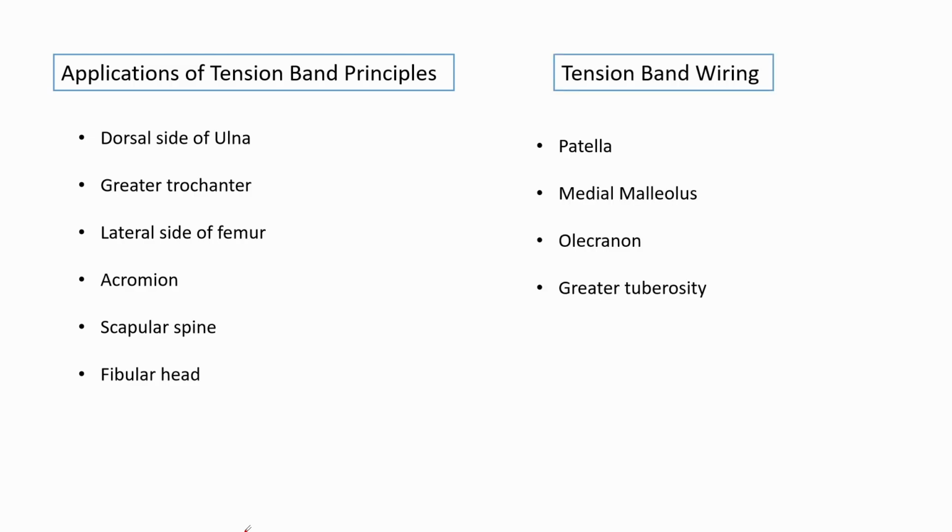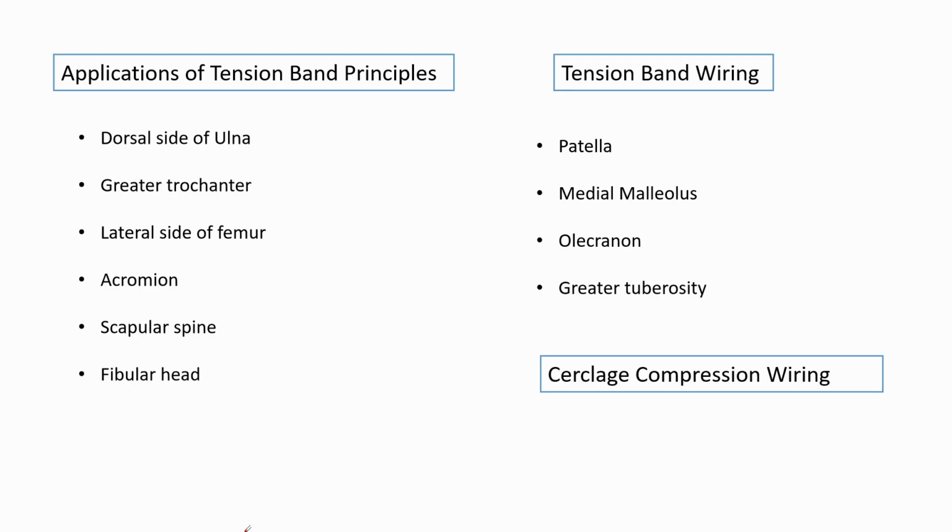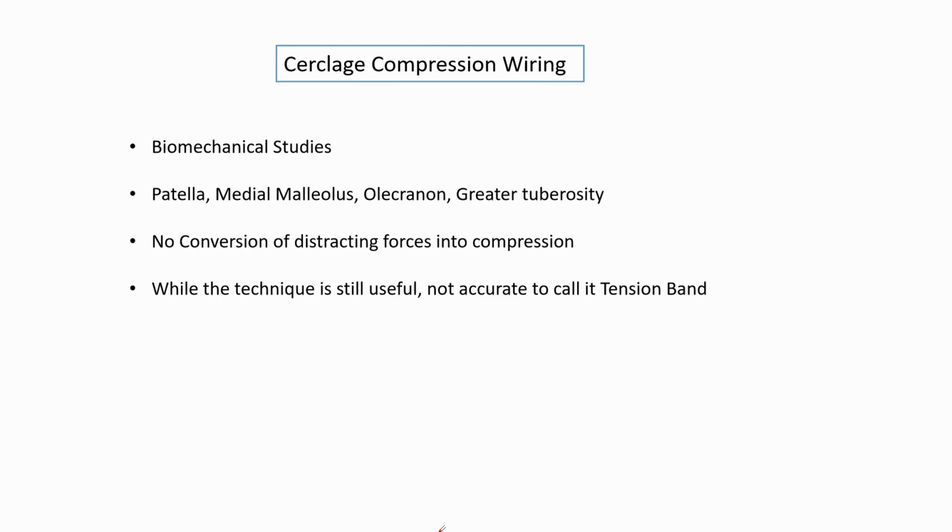For tension band wiring, the most common locations are patella, medial malleolus, olecranon, and greater tuberosity. Here, there is a recent update by AO in 2023 where they said that these should not be called tension band wiring and rather referred to as cerclage compression wiring. So, why is it so?